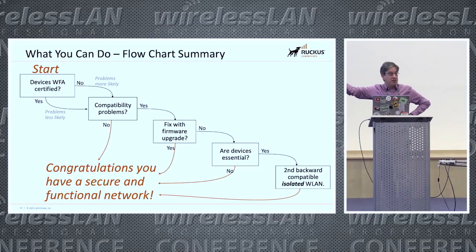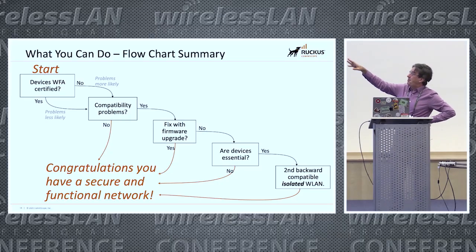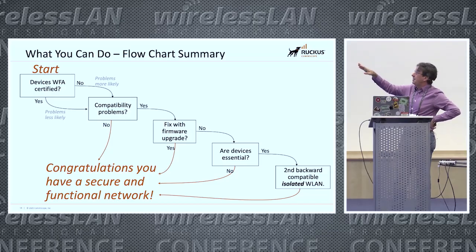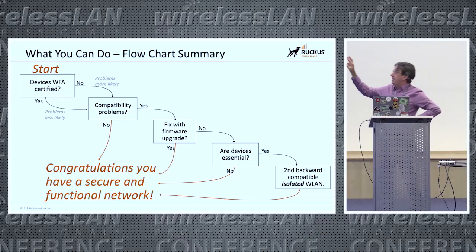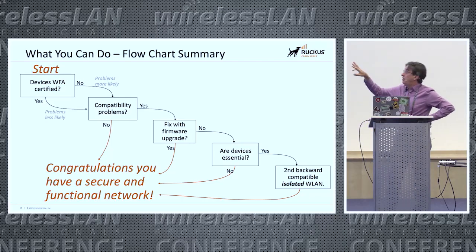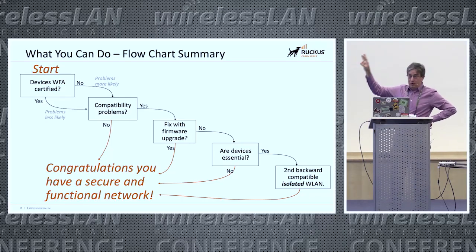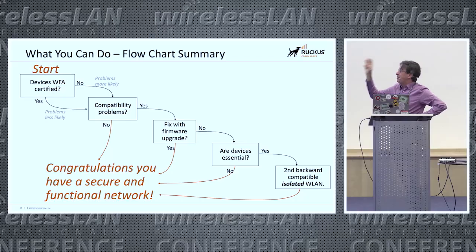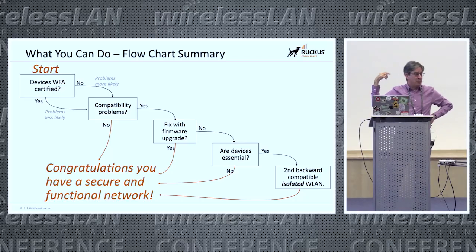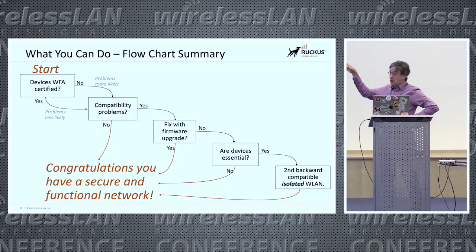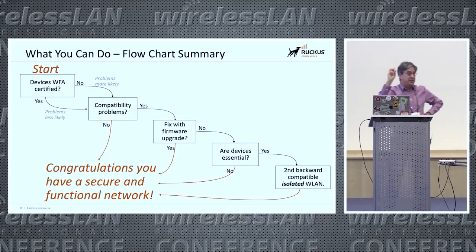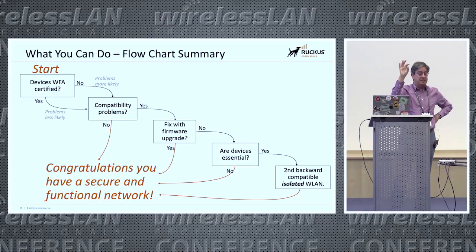So here's your flow chart. You start at the top: are your devices WFA certified? In either case, you might have compatibility problems, but it's a lot less likely if they are certified. If you don't currently have compatibility problems? Awesome. If you do, can you fix them with a firmware upgrade? If you can, great. If you can't, are those devices essential to the network? If they're not, great, take them out of the network and remove your problem. If those devices are essential, then create a second isolated WLAN that's specifically there for backward compatibility.